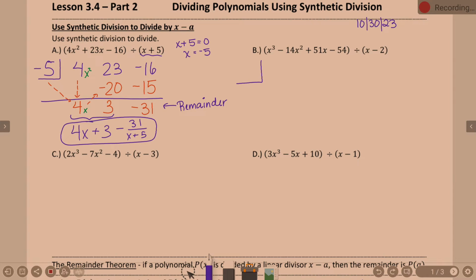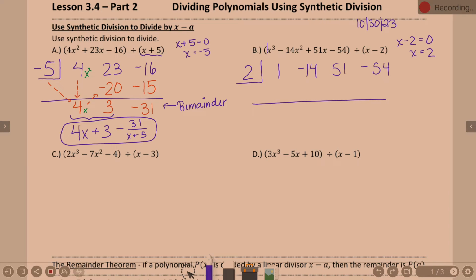What am I putting in the box? Positive 2. My way to help you remember is think about taking x minus 2, setting it equal to 0, and so we're using the 2 as the representative value. After that box, we want our coefficients representing each term. My first coefficient is an invisible 1, so 1, negative 14, 51, negative 54. Leave a little bit of room for work.